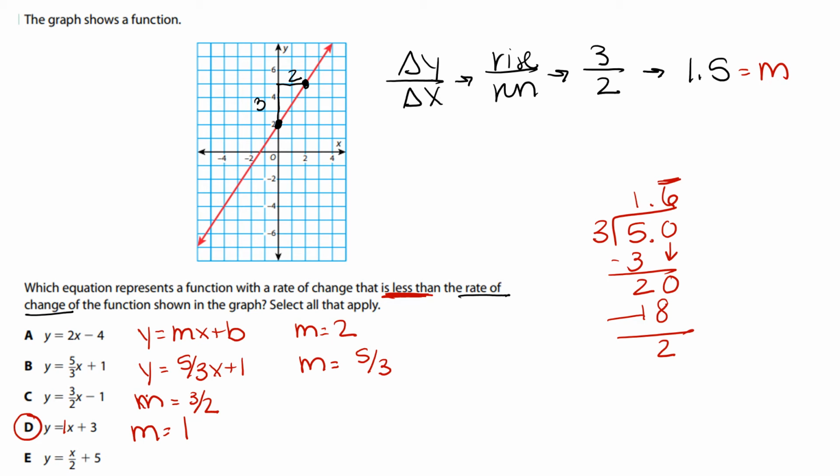And for letter E, when you have a fraction like this, this equation is really y equals 1/2 x plus 5. There's a 1 right next to the x, and so that fraction is 1 over 2. 1 over 2 is less than 1.5, and so E is a correct answer.